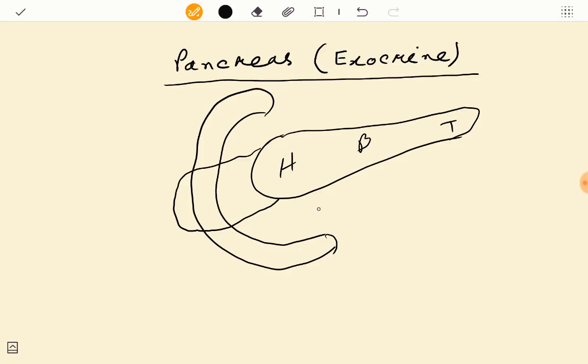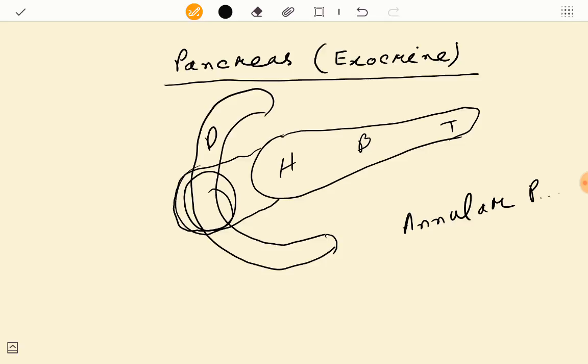When it hugs or bends over the duodenum, duodenal obstruction will occur. It's like squeezing the duodenum. So duodenal obstruction will occur, and this is called annular pancreas. Annular pancreas is duodenal obstruction due to the bending of the pancreas.